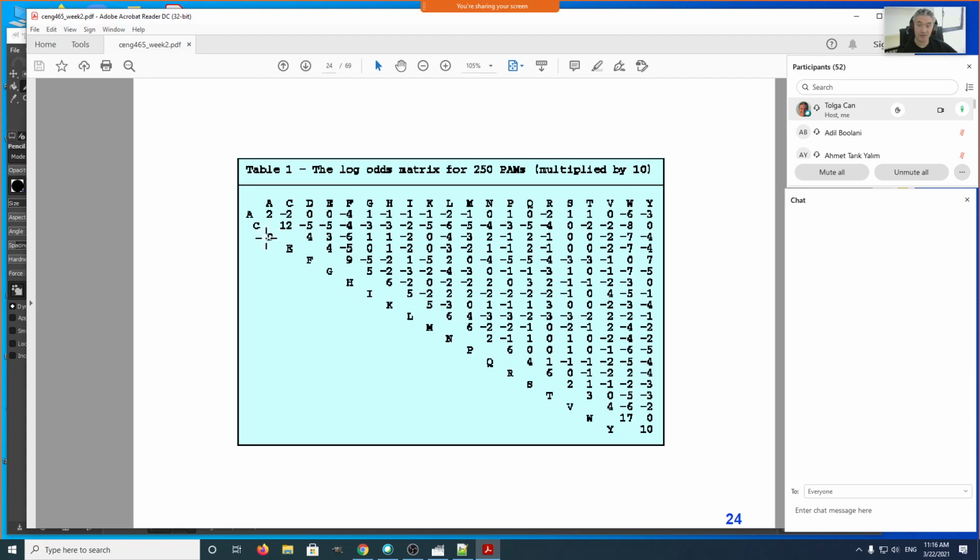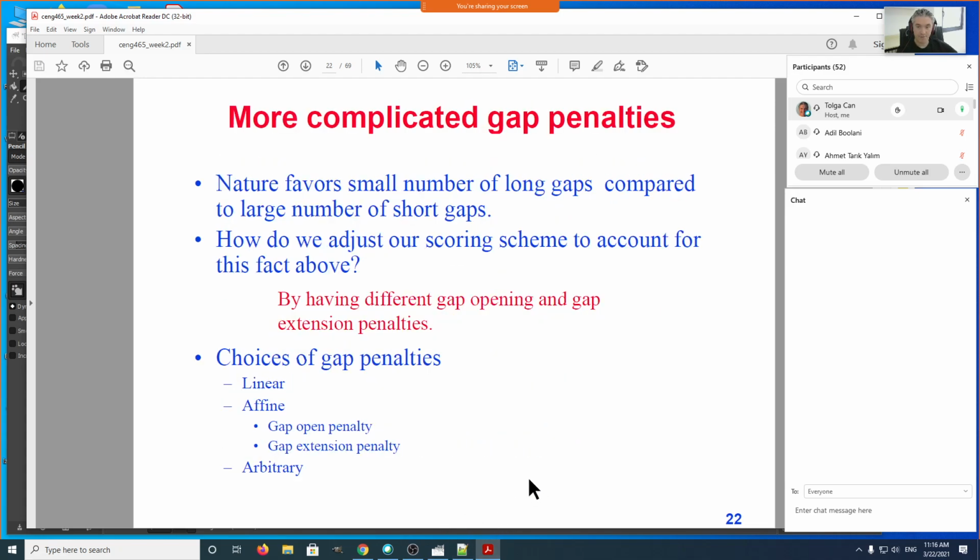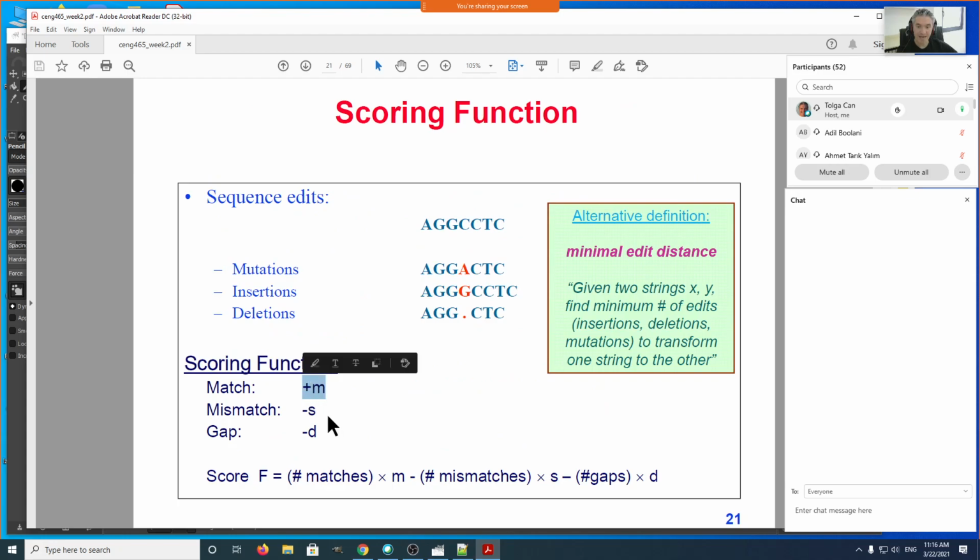The mismatch penalty of aligning C with a D is -5. So this is a table of these match and mismatch values for every possible pairing of different types of amino acids. If we had the same table for DNA sequences, you would have a 4x4 table, right?